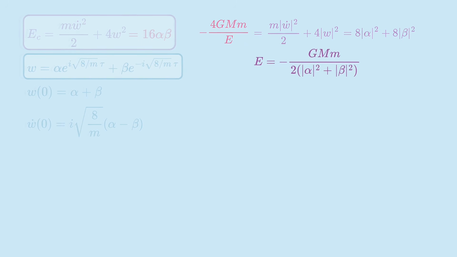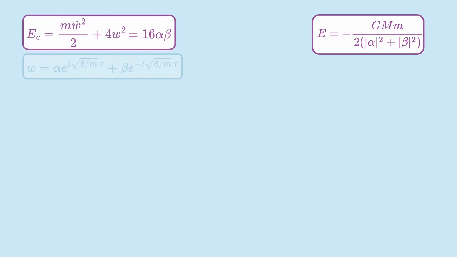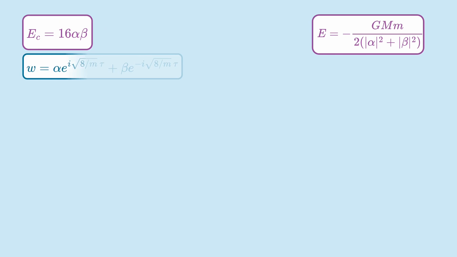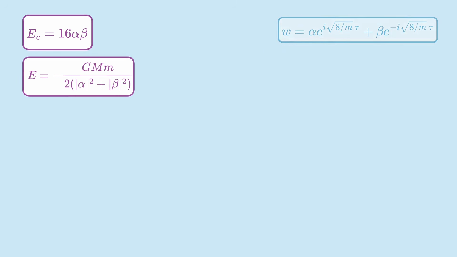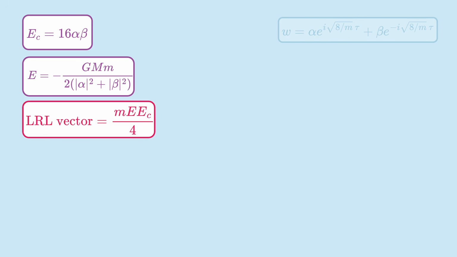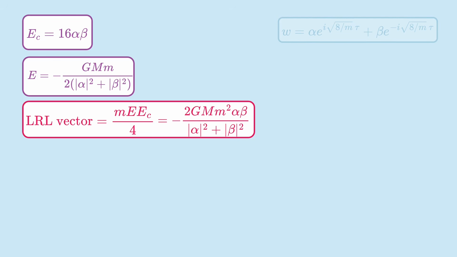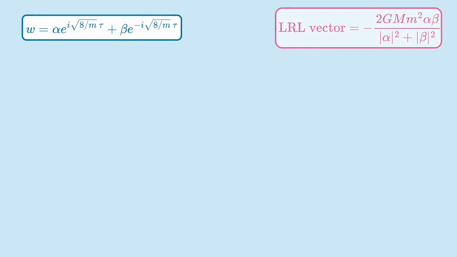Altogether, we have both EC and E in terms of alpha and beta, which are the two complex coefficients in front of the exponentials. The LRL vector, as discussed before, is MEEC over 4, and we can represent this in terms of alpha and beta. Now we are ready to put a meaning to the LRL vector.